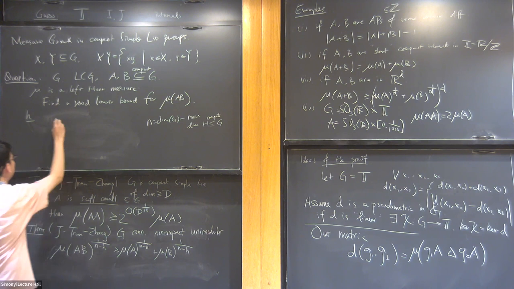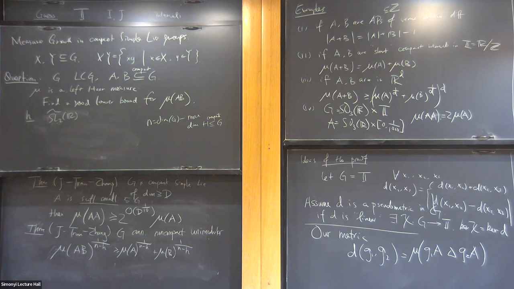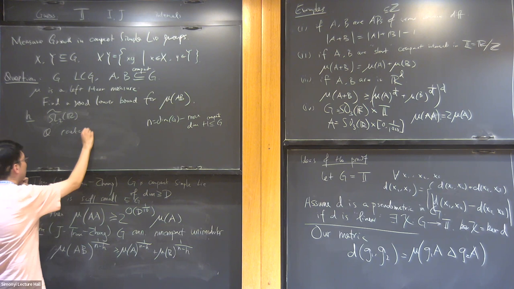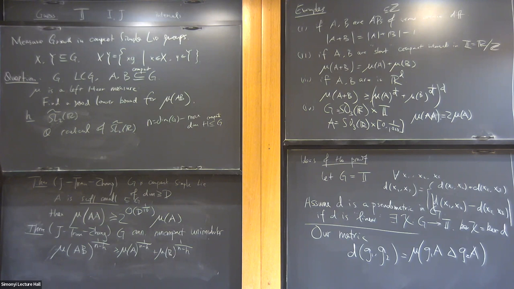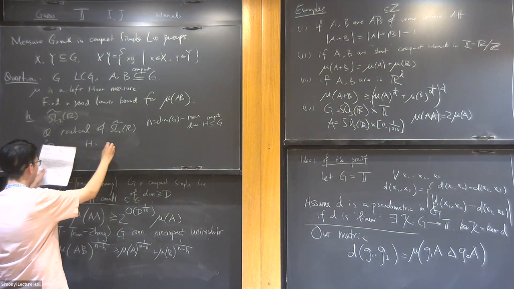For SL2 tilde, here we consider this Q as the radical of this SL2 tilde, the largest solvable group. I think this is R, right? In that case, this is R. Let me think about it. And then my H is a central piece, I think. So my H is actually my group G quotient this Q, and the center, the rank of this.